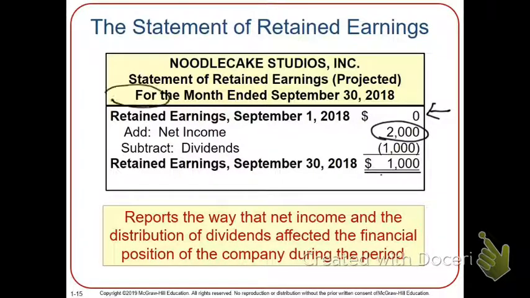It's also for a month because you're looking at it over a period of time, beginning and ending. Then you take this ending retained earnings and it goes on to the balance sheet. Now you can only give dividends if you have money in retained earnings. You cannot give a dividend if you don't have cash to do so.